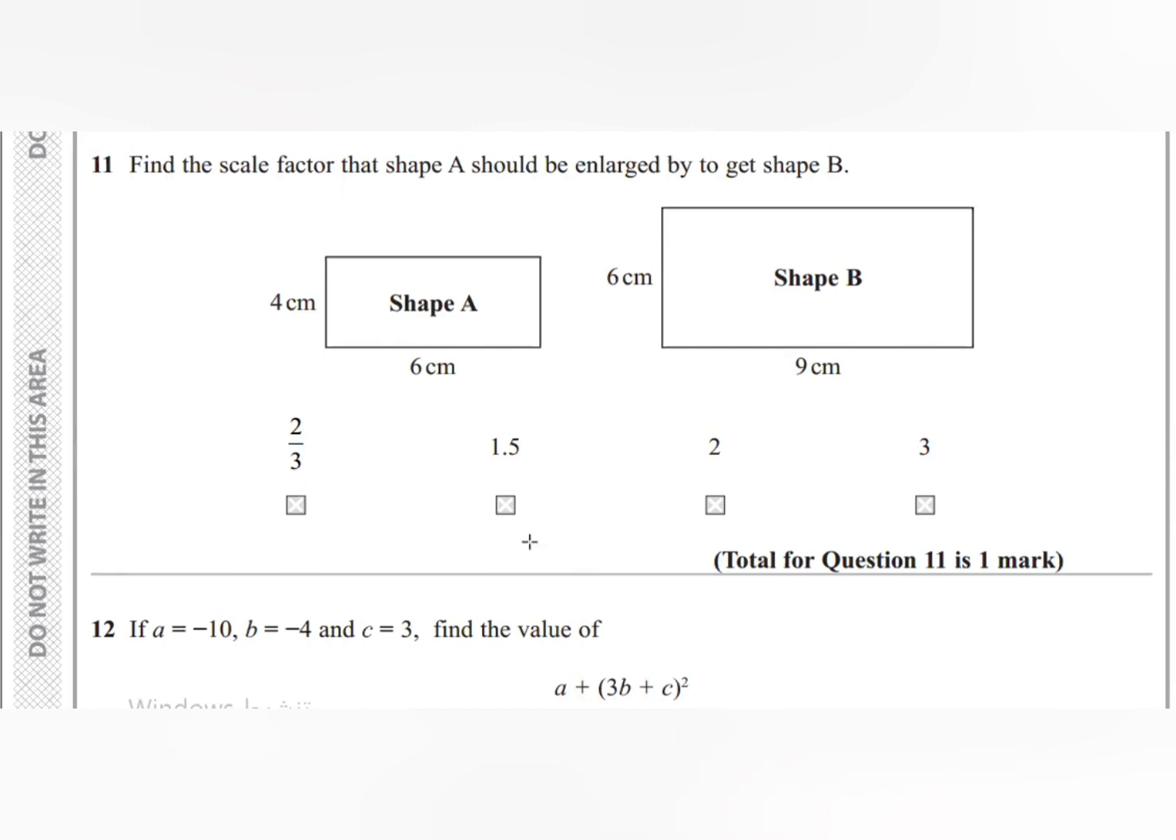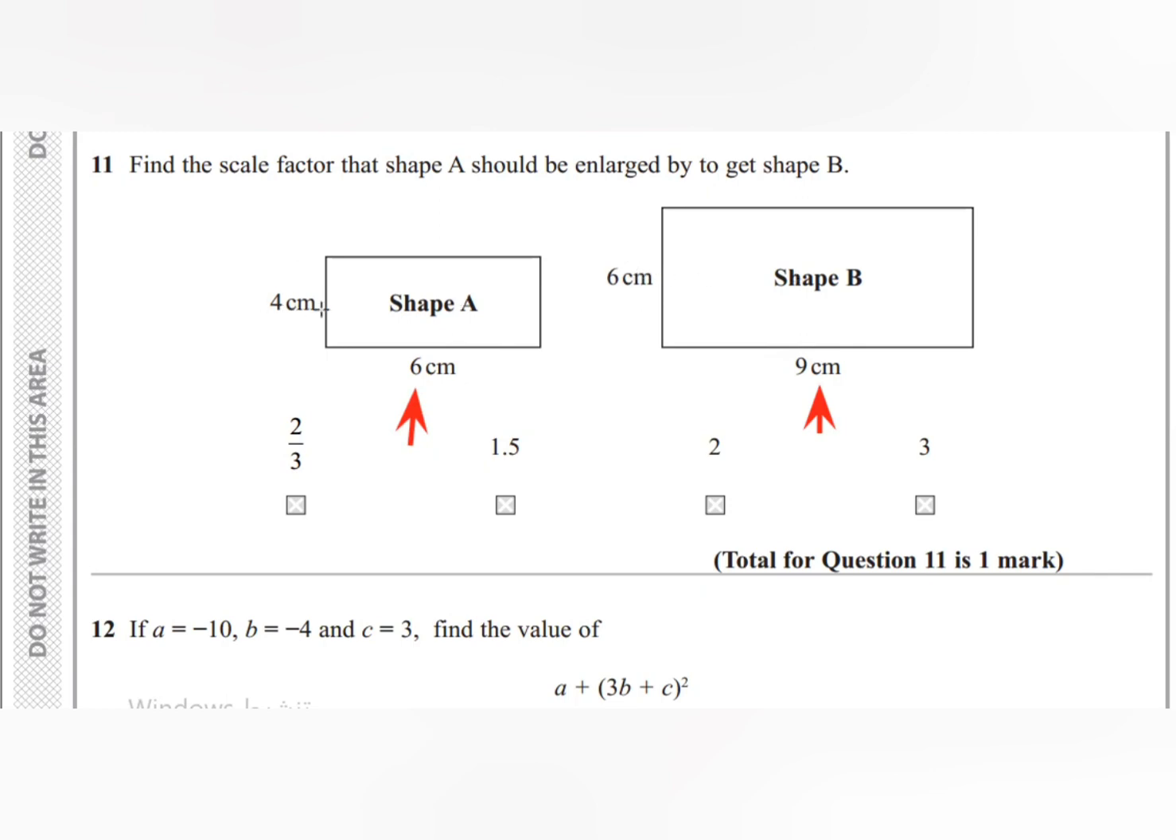How do we find the scale factor between shapes? By dividing corresponding sides by each other. And what's the meaning of corresponding sides? Corresponding sides means the same side on different shapes. For example, this is the base of this shape, and this is the base of the first shape. So these are corresponding sides. This is the side, so this is the side.